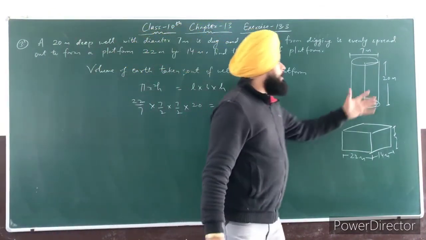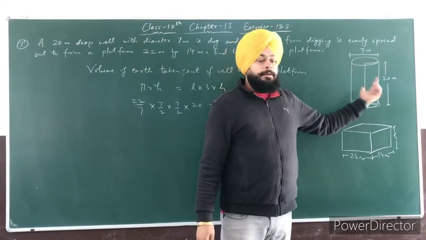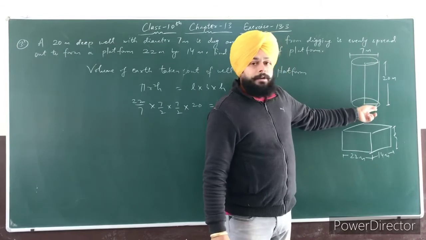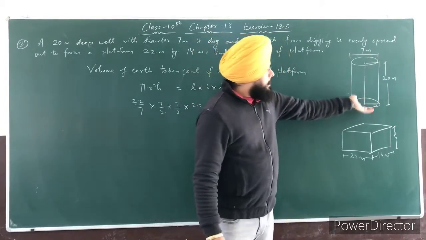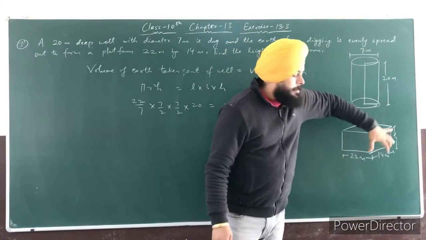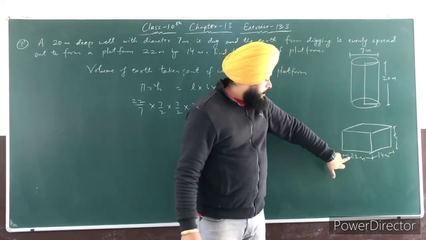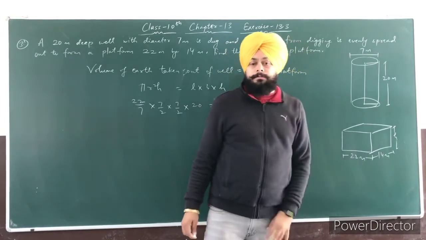So what is given? This is a well in the shape of a cylindrical form. It is 20 meter deep and the diameter of this well is 7 meter. We have to dig out and the earth is evenly spread into a form of a platform having base dimension 22 meter by 14 meter.